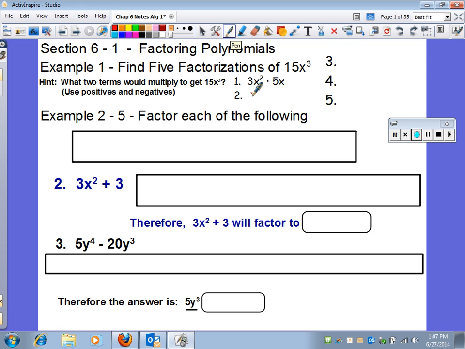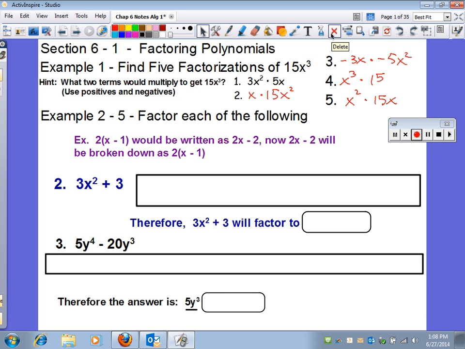Now one of them might be like x times 15x squared. That's a factorization. You could break this down into these two pieces. You could even make negatives. Negative 3x times a negative 5x squared. Negative times negative is a positive. You could just do x to the third power times 15. Or 15 times x to the third power. Many, many different ways that we could solve this. X squared times 15x would be another way we could do it. Those are 5 factorizations. The factor basically means we're breaking something down.